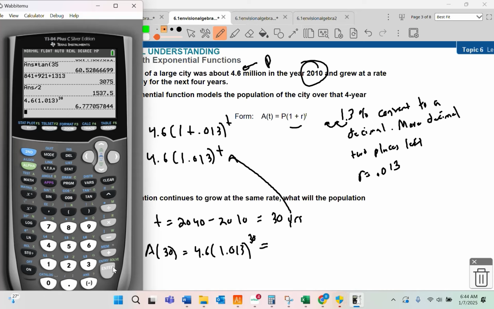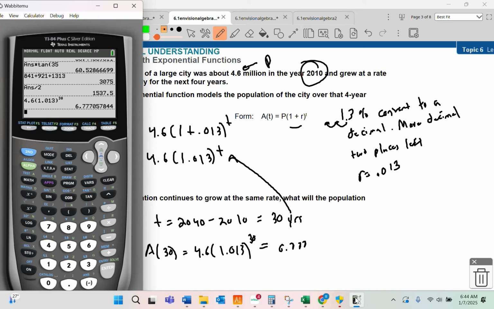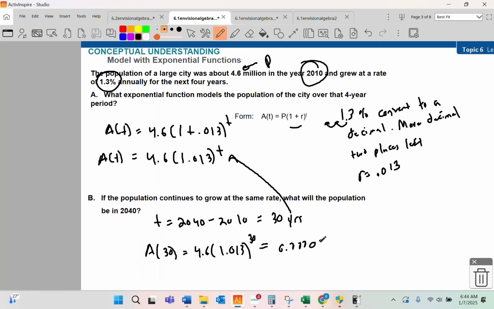So 6.77. Now I'm going to write down this whole decimal because I have to convert this to millions, right? 6.77. What else we got? 0.57. And after that 7 is an 8. 0.58. That is millions. So let's move that decimal. 6,770,058 written properly. There you go. City grew quite a bit.